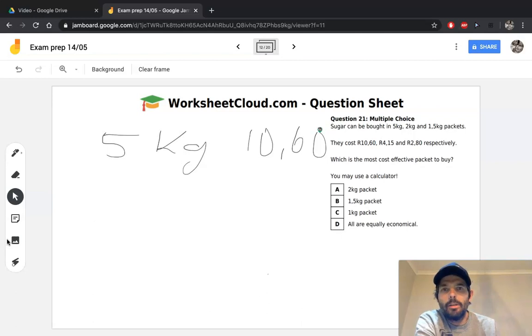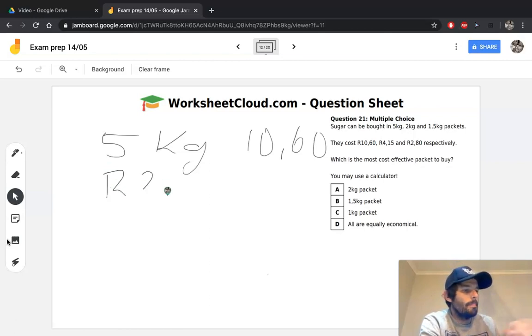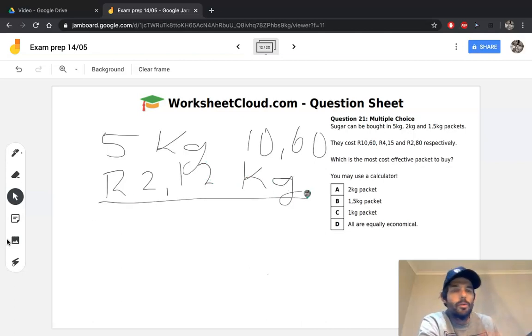So I need to take the 10 Rand 60 and divide it by 5. So if I go 1060 on my calculator and divide it by 5, I'm going to get 2 Rand 12, okay, per kilogram. Okay, then I need to do the same thing for 2 kilograms.